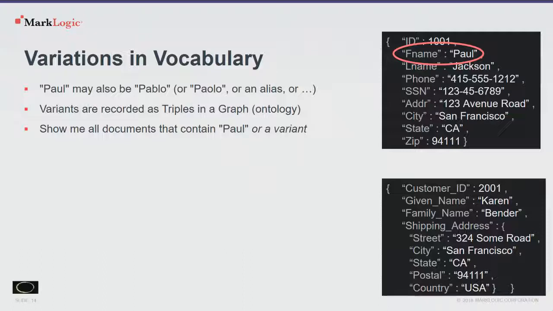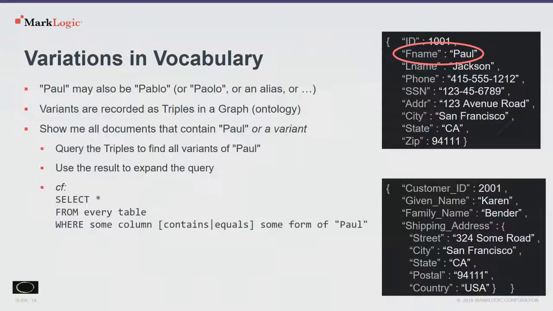And the way we do that is we record the variants as triples in a graph. Some people call that an ontology, although that's a scary word that we don't like to use too often. And then show me all the documents that contain Paul or a variant. By querying the triples, querying the graph, finding the variants, expanding the query, and then doing the search. So that gives us select star from every table where some column contains or equals some form of Paul. Okay? So at that point, John, maybe you could show us how easy that is.